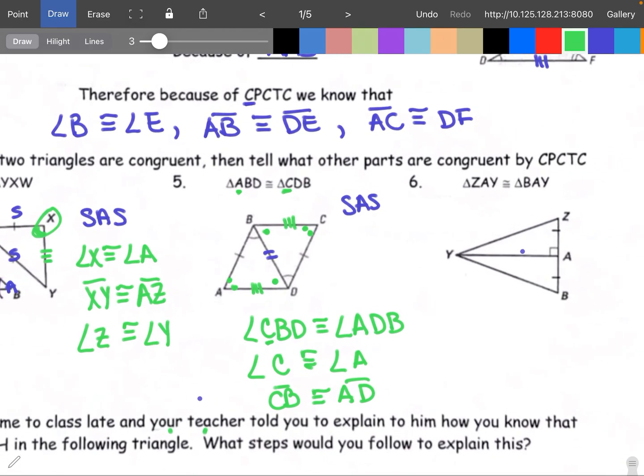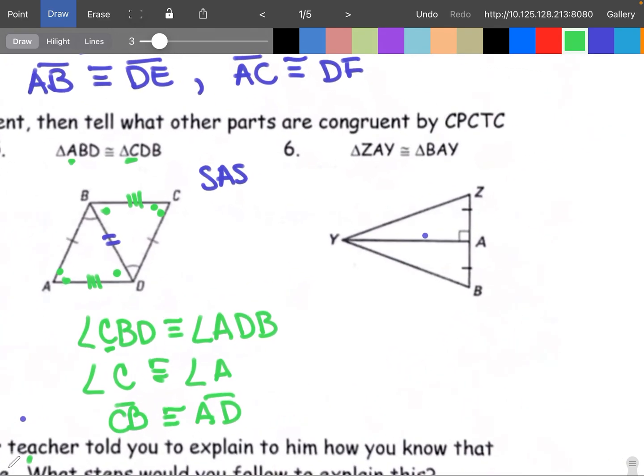Try 6 on your own. Come back and meet me, which I'm sure you have. All right, so I know that YA is congruent to YA because it is in both triangles. Angle ZAY is 90 degrees, and so is BAY. So we would say, again, we have side, angle, side. I think we've used our allotment of side, angle, side today. All right, what else do we have?